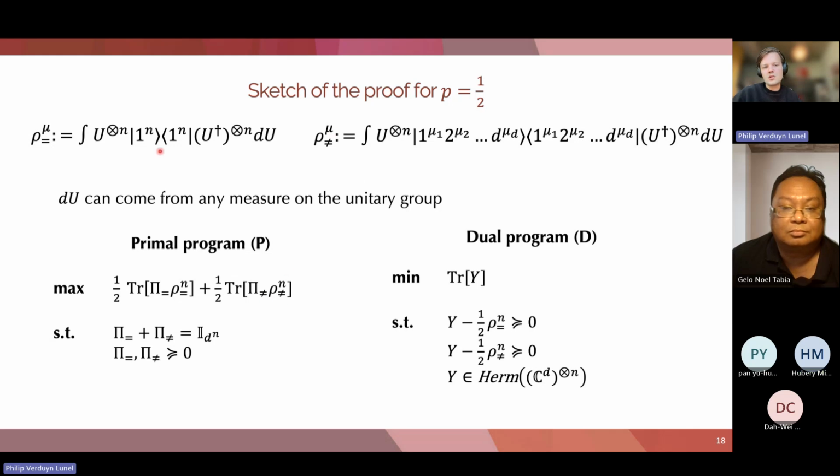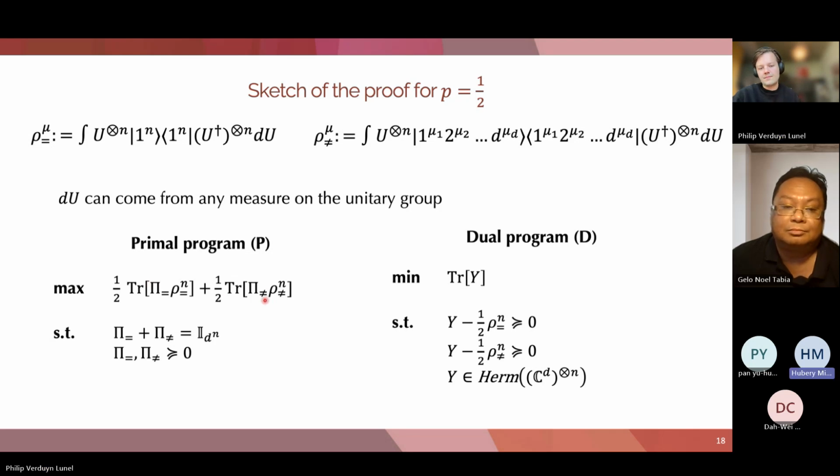No, so the P equal and P unequal are related here because they have to sum up to identity and they both have to be positive. So whenever you pick a P equal here, it restricts whatever P unequal you can pick. In particular, when you have a POVM set, which is two measurements, P unequal is going to be identity minus P equal. So whenever you pick P equal, you're also picking P unequal.